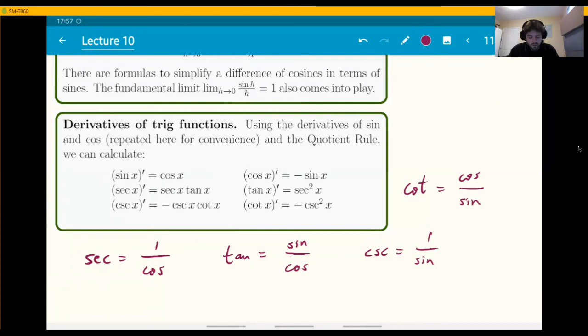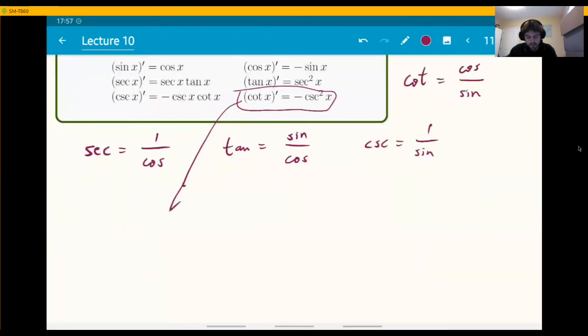Now you should probably memorize the second line here, the derivatives of secant and tangent. You're gonna end up memorizing these guys. They come up a lot. To be honest with you, I never memorized the last ones. I don't need to because we can find them using the quotient rule. So just as a quick example, let's find the derivative of cotangent. Let's apply the quotient rule here.